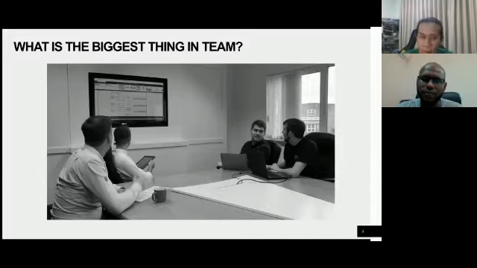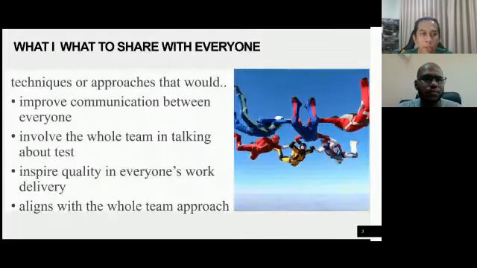Okay. So with that, what I want to share with everyone is techniques or approaches that would improve communication in everyone in the team. So to involve the whole team to talk about testing, to take views about testing in their work as well. Even though you're a developer or a product owner, if you can get the whole team to talk about testing, then everyone benefits in the end because you have the same baseline, same standards when you talk about testing.